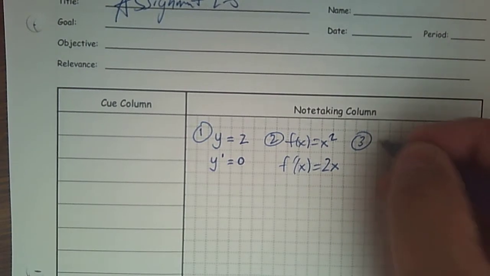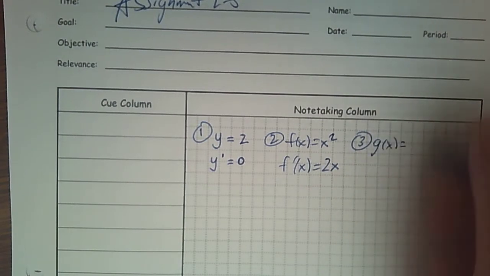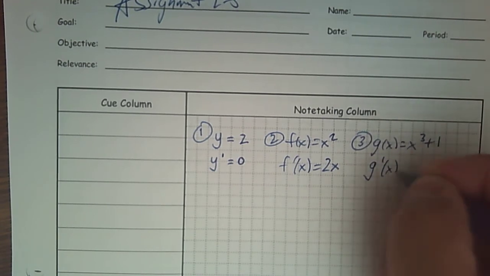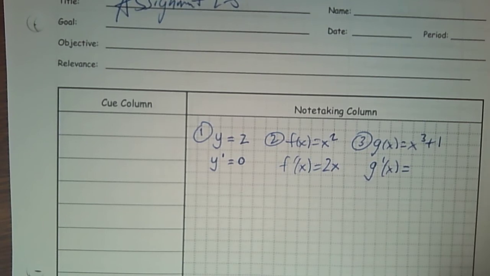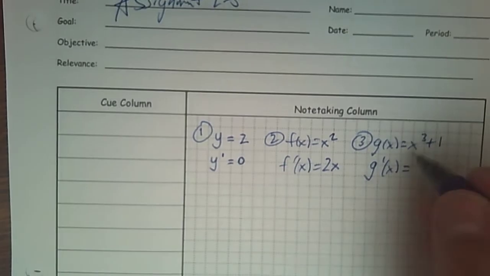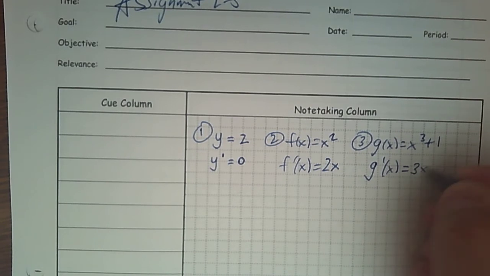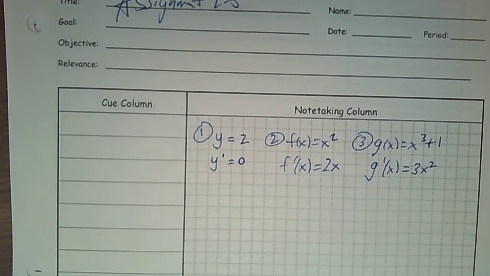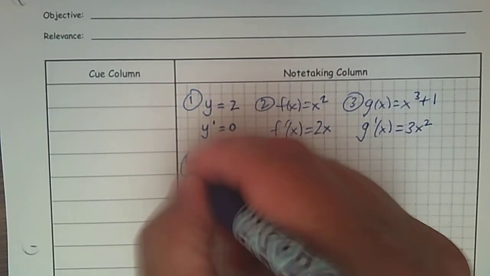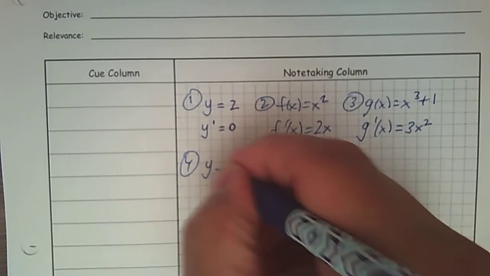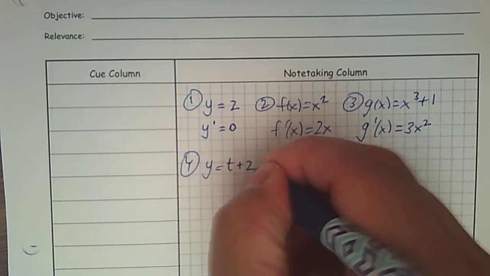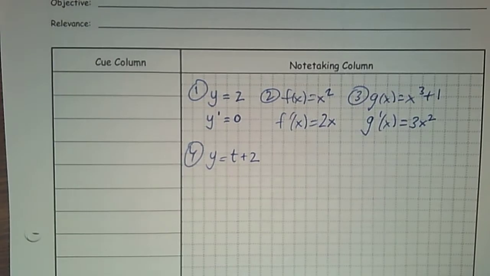So g of x equals x cubed plus 1. So the power rule, 3 times 1 in front, subtract 1 from the exponent, and then the derivative of 1 is 0, so it's just 3x squared. This is a good review of what we did a couple lessons ago at the beginning of the booklet. So y equals t plus 2.